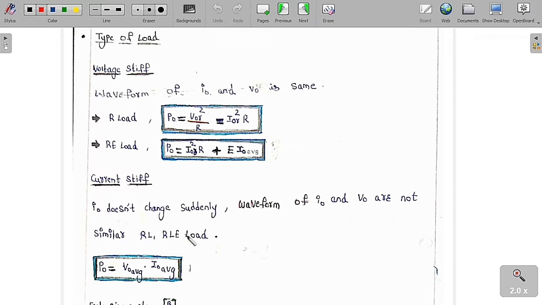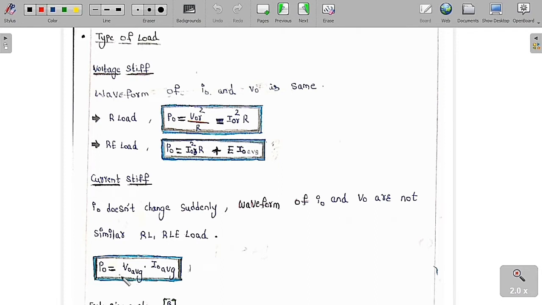So we can say that the nature of the output voltage and the output current waveforms are different. Also, the current waveform is not going to change suddenly because the inductor is present in the load. So the nature of the output voltage and output current graphs are different, and the current does not change suddenly because the load has an inductor. This is basically used whenever the load has an inductor, for example RL load and RLE load.